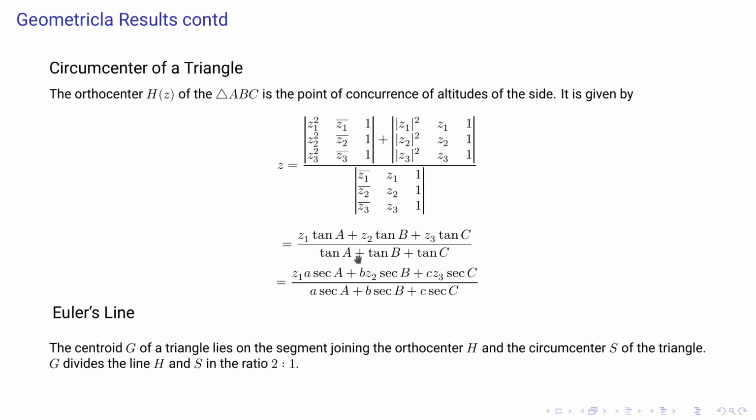You see that these are quite complicated equations, but still I won't ask you to memorize any of these equations. When we solve problems, these will come into action, and then eventually you will end up remembering all the formulas. Now from geometry, we know that there is Euler's line, where the centroid of the triangle divides the line segment joining the orthocenter and circumcenter of the triangle in the ratio 2:1.